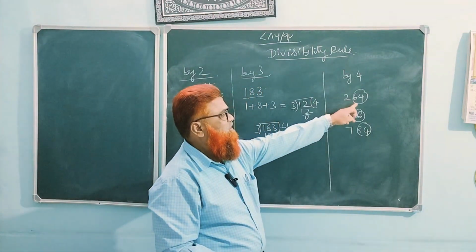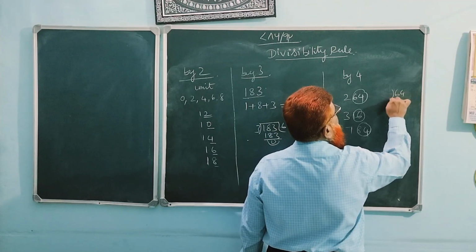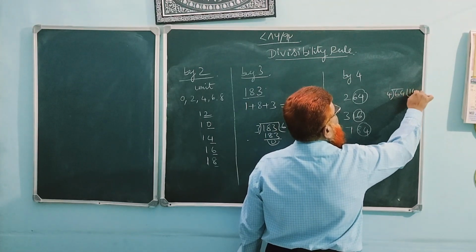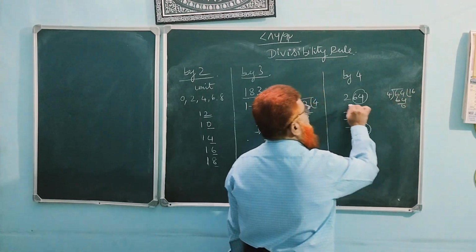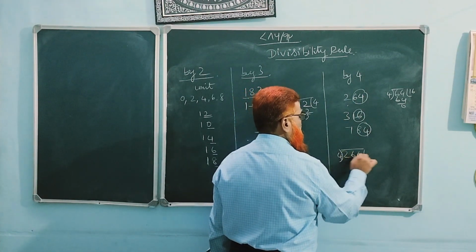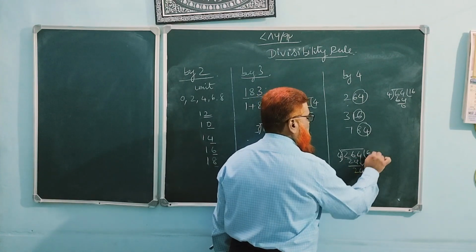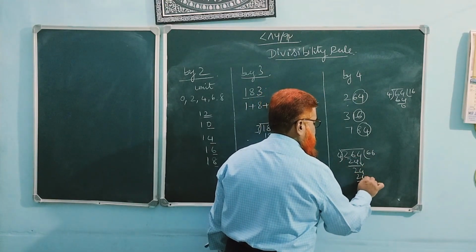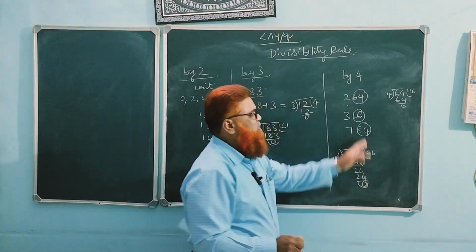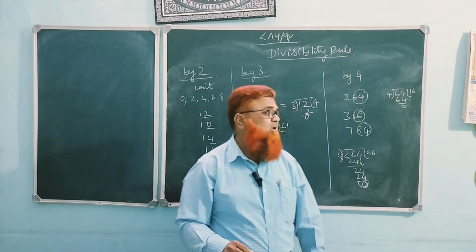In this number 264, the last 2 digits are 64. Test whether 64 is divisible by 4 or not. 4 ones are 4, 4 sixteens are 64. Yes, therefore 264 is also divisible by 4. 4 sixes are 24, yes, absolutely. This 264 is divisible by 4 because its last 2 digits are divisible by 4.